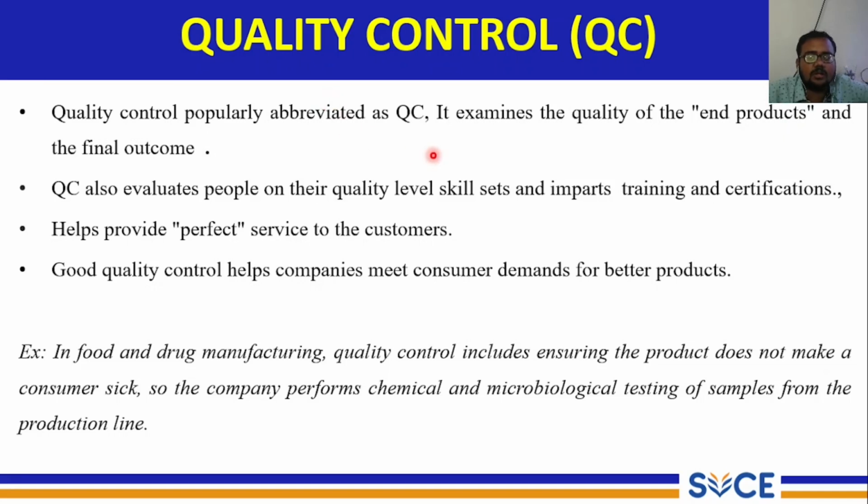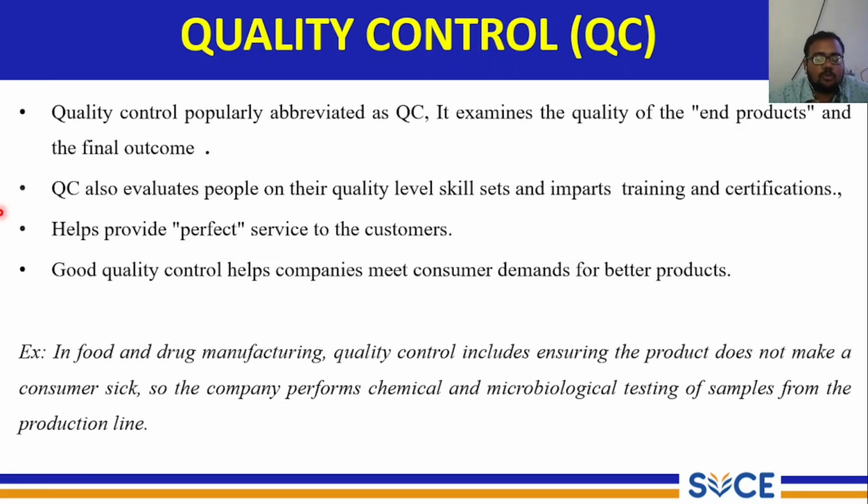Quality control examines the quality of the end products and the final outcome, whereas quality assurance is about ensuring the process and the components are meeting the required standard during the production stages as well. A good example is in the food manufacturing industry. Quality control includes ensuring the product doesn't make a consumer sick. If it is making a consumer sick, it means that the product is not of the required standard, right?